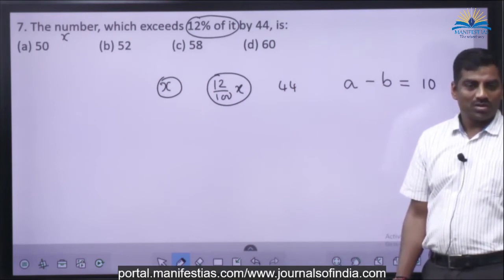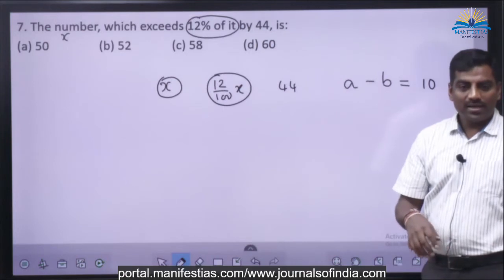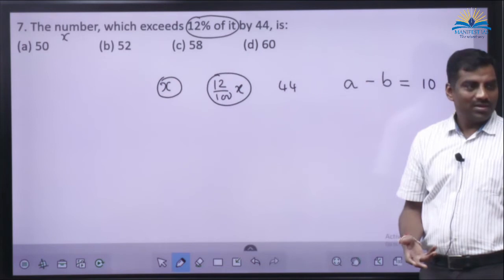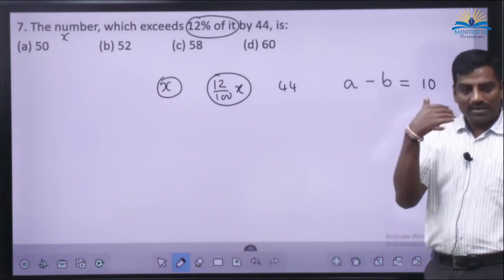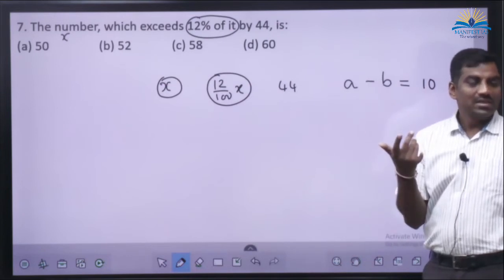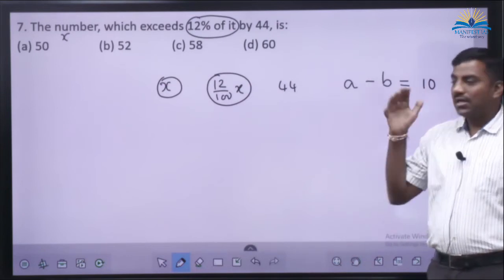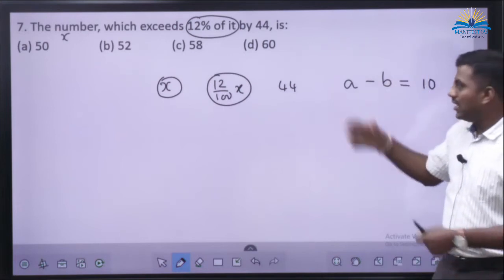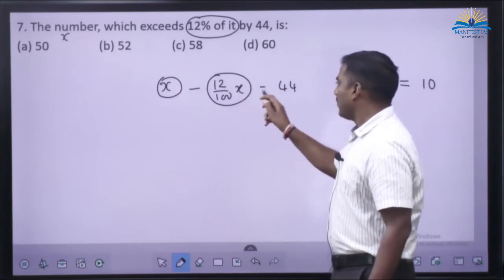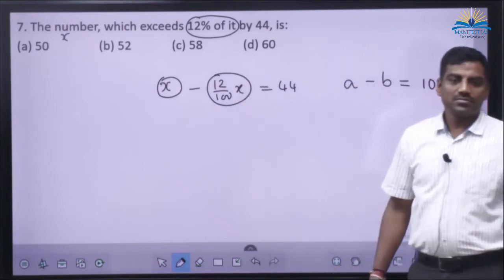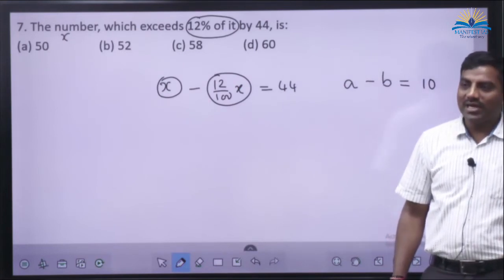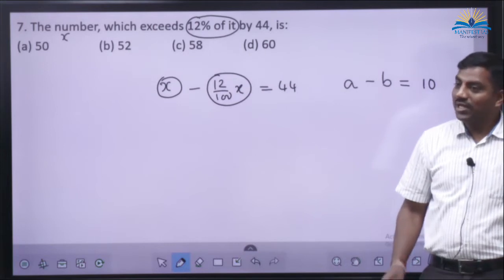Yes or no? Or two people are going in car. The fastest car is 40 kilometers away. What does that mean? X exceeds the Y by 40. That means here A is 10 more than B. Then what does it become? X exceeds 12% of it by 44. Not entering the mind? How should I tell? You tell me.